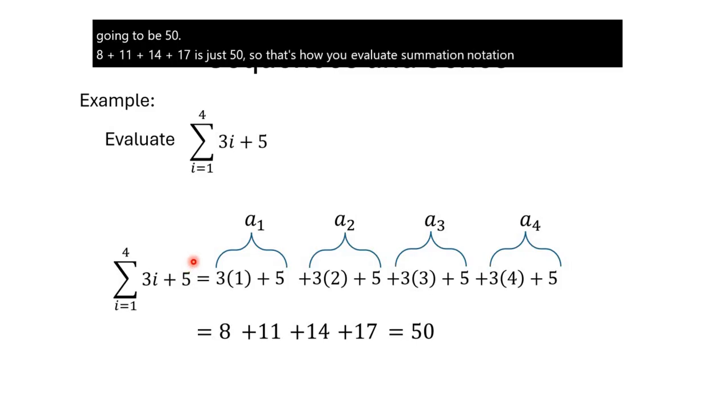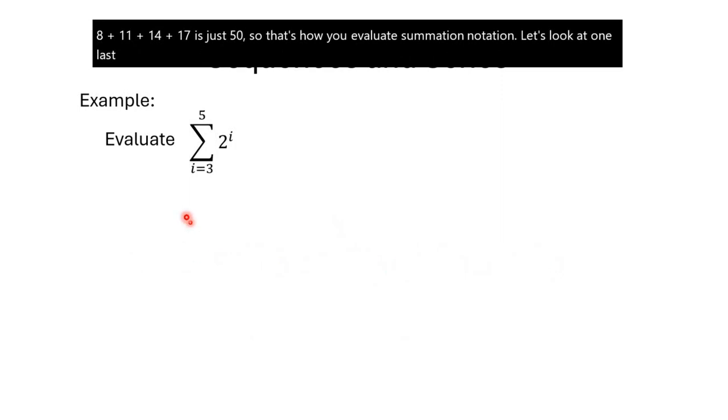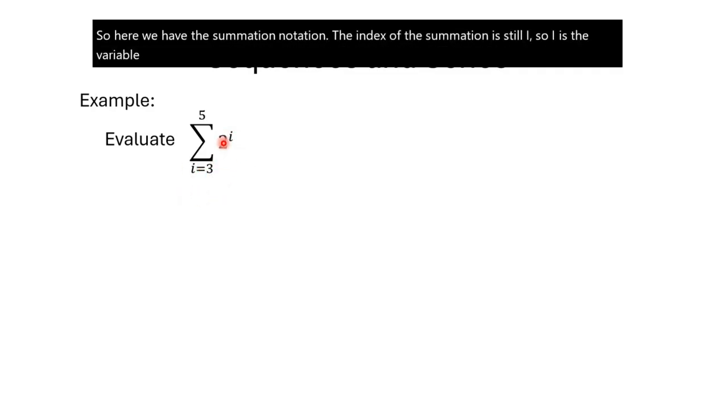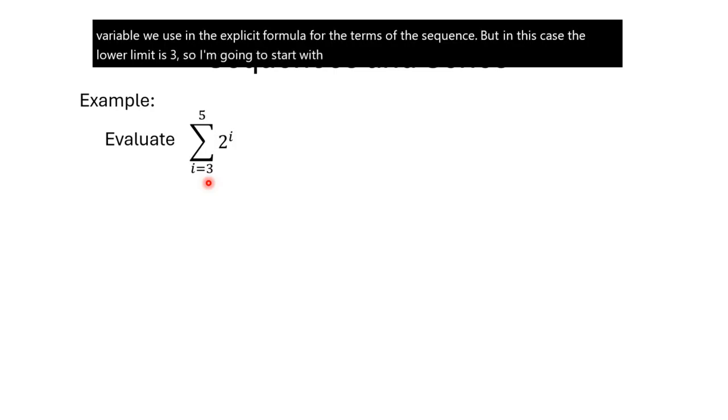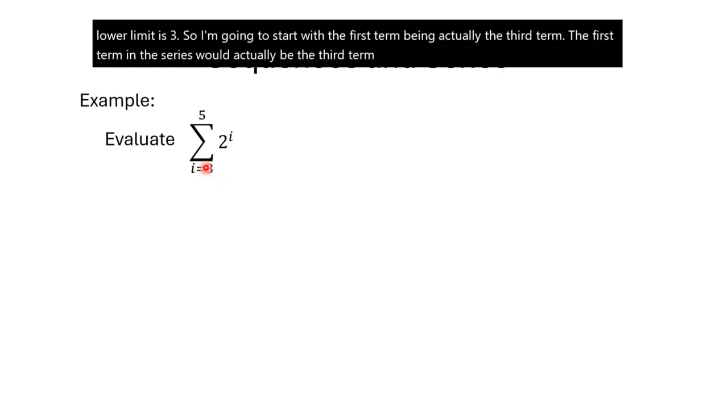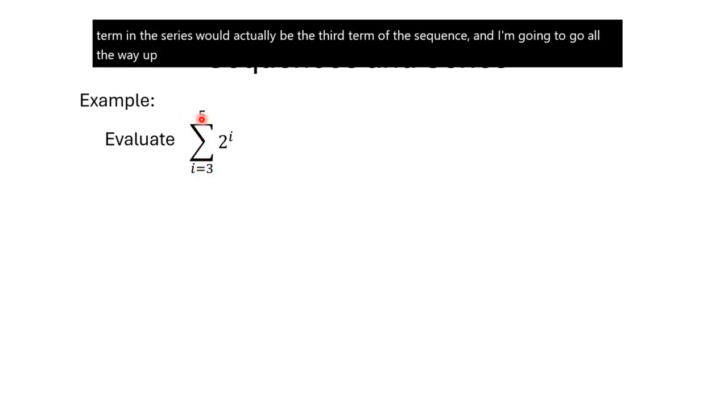Let's look at one last example. So here we have the summation notation. The index of the summation is still I, so I is the variable we use in the explicit formula for the terms of the sequence. But in this case, the lower limit is 3, so I'm going to start with the first term being actually the third term. The first term in the series would actually be the third term of the sequence. And I'm going to go all the way up to the fifth term of the sequence, and I'm just going to add all those up.